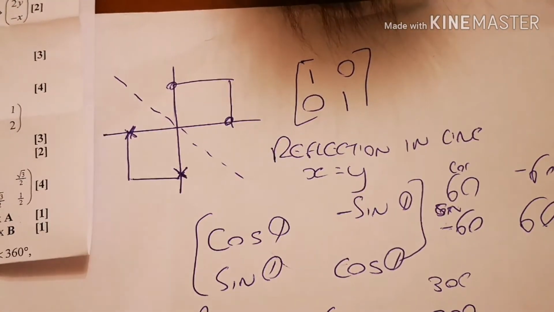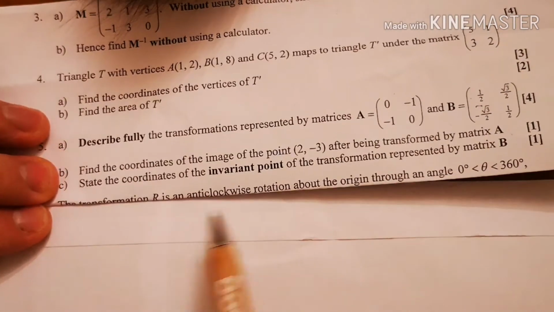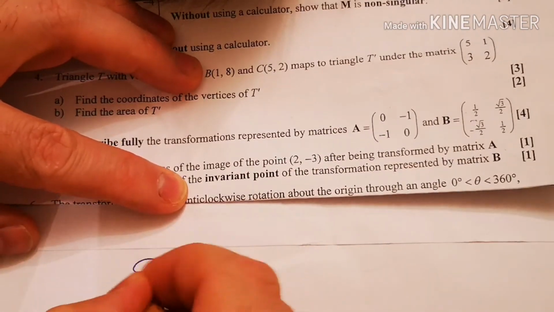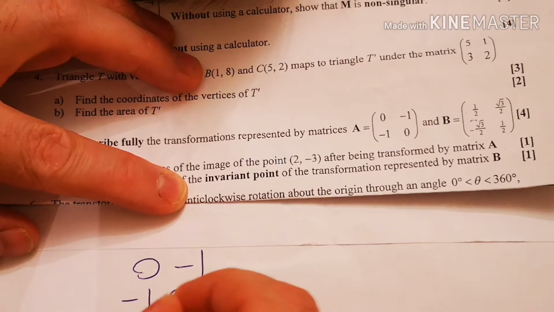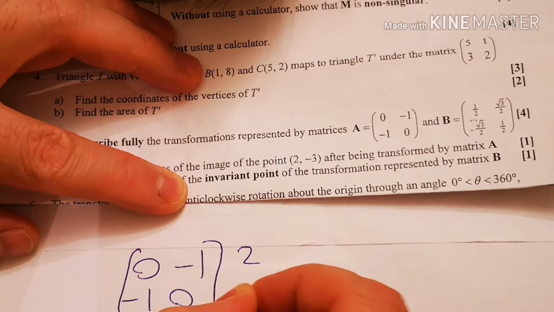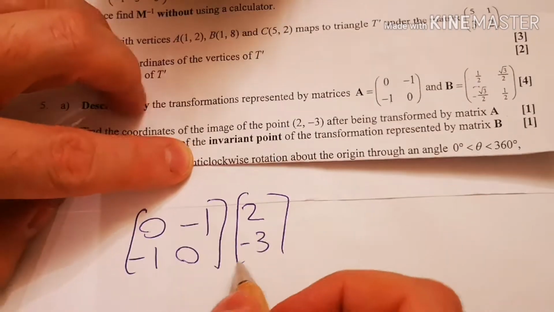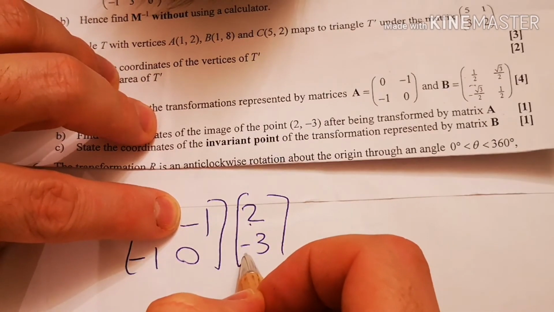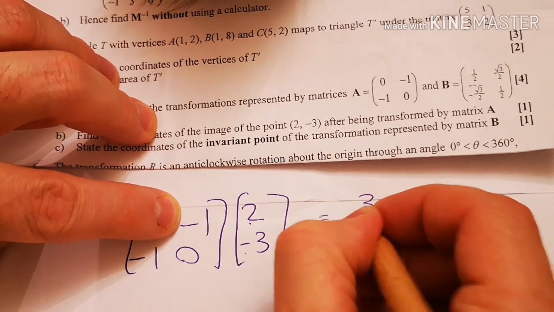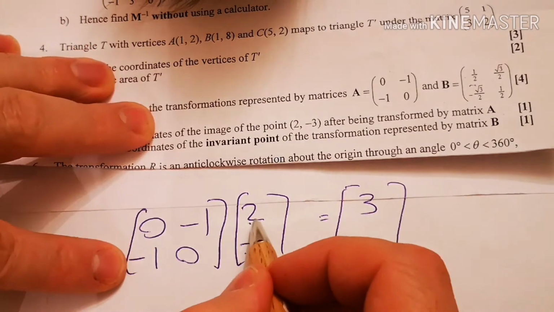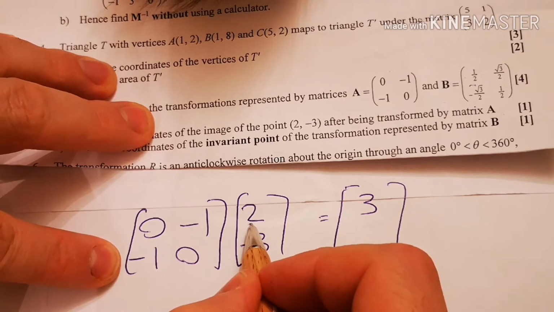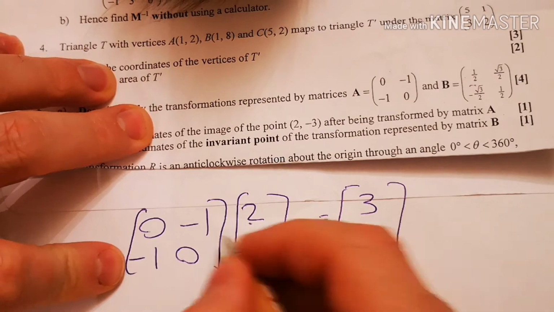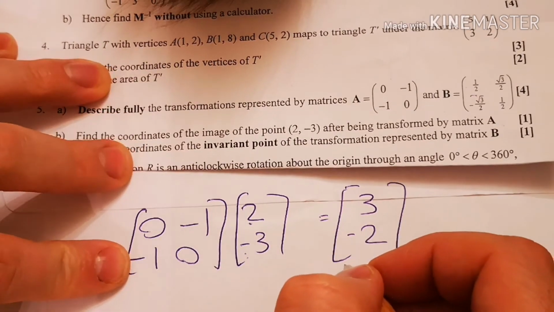Right, part B. Find the coordinates of the image of the point 2, minus 3 after being transformed by matrix A. So let's just write matrix A, and we'll multiply it by the point 2, minus 3. So 0 times 2 is 0. And then minus 1 times minus 3 is 3. And then we've got minus 1 times 2, which is minus 2, and 0 times minus 3 is 0. So it's going to be 3, minus 2, which is perfect.